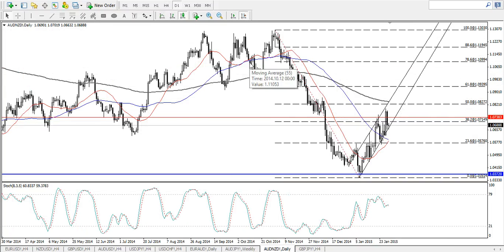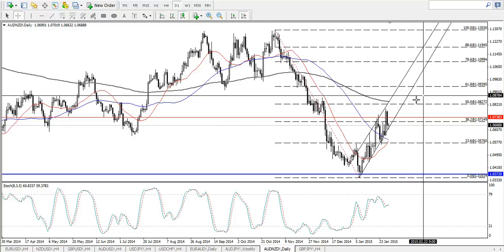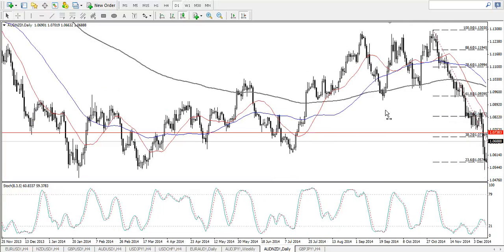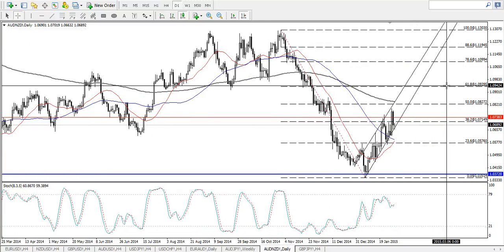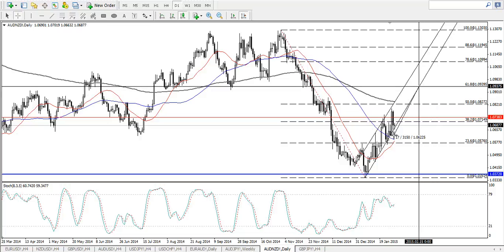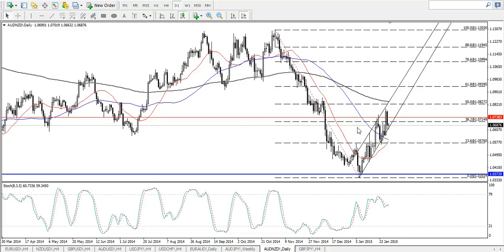Right. Anyway, based on the daily chart itself, the key retracement level is the retracement level of 61.8%, which is still about 250 pips away. Alright, so this will be a very good long opportunity.